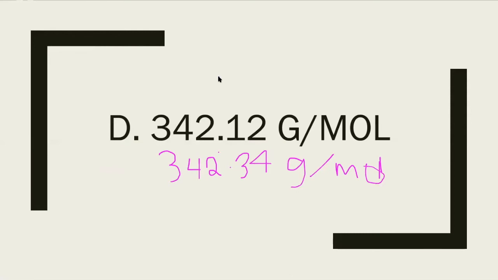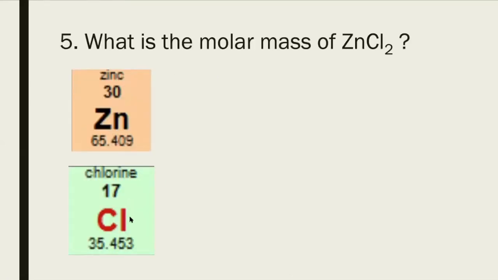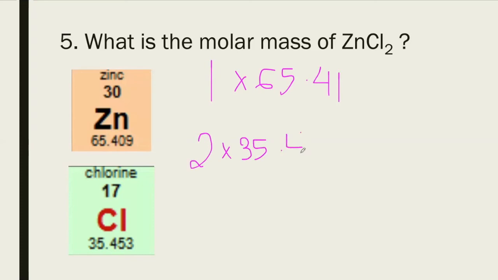Next question. What is the molar mass of ZnCl2? So zinc only has 1 atom. So 1 times 65.41. Chlorine has 2 atoms. So 2 times 35.45. So 35.45 times 2 will give us 70.90. And then 1 times 65.41 will, of course, just give us 65.41.